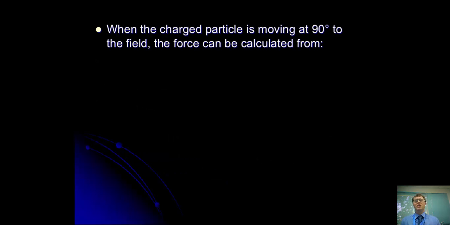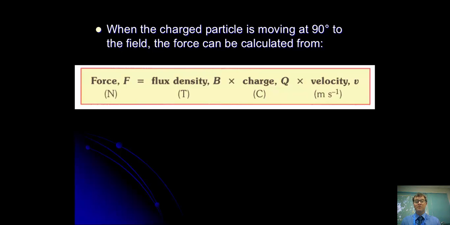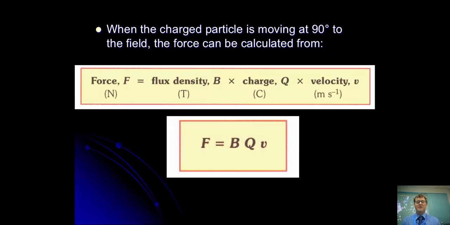So when a charged particle is moving at 90 degrees to the field, the force can be calculated as the flux density multiplied by the charge, multiplied by the velocity of the particle. So F equals BQV. And it's important we recognize this is moving at 90 degrees to the field. If it wasn't exactly 90 degrees to the field, we'd have to take that into consideration, and we'd have a sine theta there. Because sine 90 equals 1, it simplifies for that situation, but otherwise we have a sine theta here.